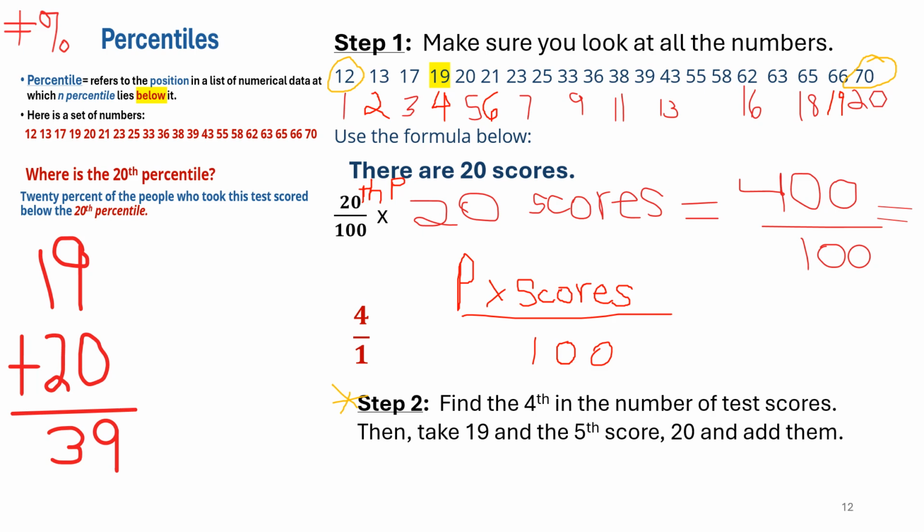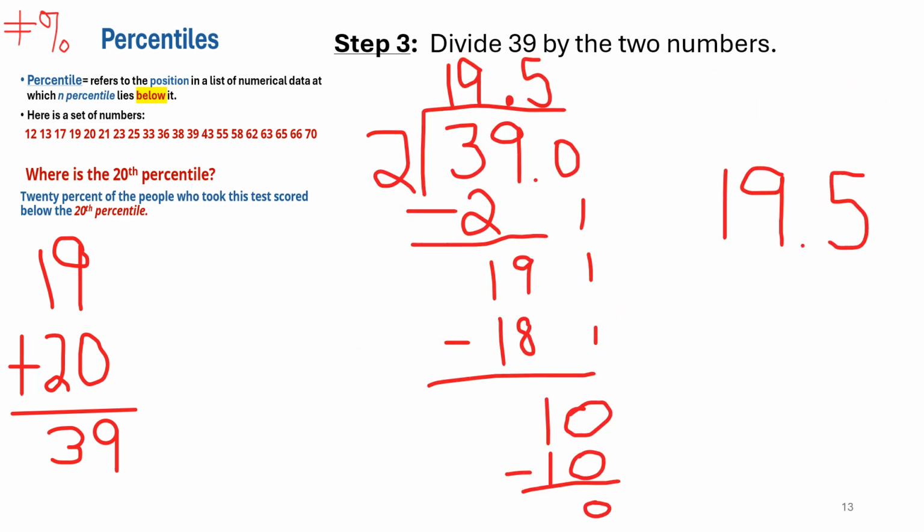Okay? So your percent, 20th, times 20 scores came out to 400 over this percentage 100. And when you took out these two zeros, you got this over here, which was 4 over 1. So now you have 4, and you're going to go find the fourth number, which is 19. And some people say, well, so it's below this. But in percentiles, you want to be careful and make sure it's between the two. So again, it was 19 and 20.